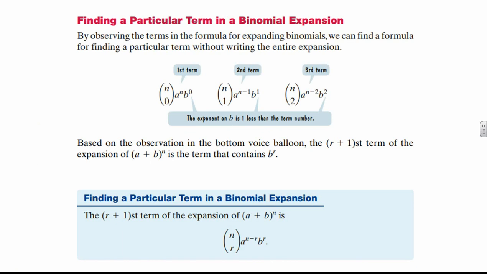Sometimes we talk about finding a particular term in a binomial expression. If the number is way out there, then typically you want to just use this formula. Finding a particular term in a binomial expression, this is the r plus 1 term of the expression a plus b to the n. If they ask for the fifth term, then your r is going to be 4, because this is already computing the r plus 1, since it takes into consideration the 0 power, then the first power, then the second power.